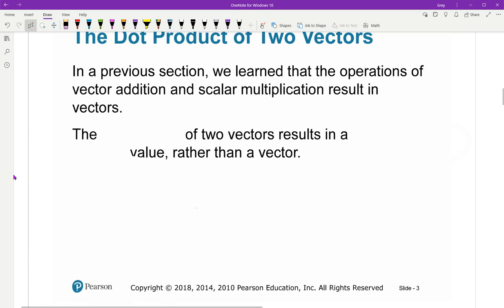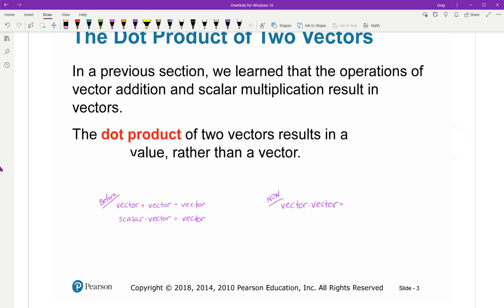Before I talk about that, I want to refresh your memory about what we've already talked about. So previously, we added two vectors, and when we added two vectors, we got a vector. And then we took a scalar times a vector. Remember that scalar is just a fancy word for real number, and a scalar times a vector was a vector. Well, now we're going to talk about the dot product, and you might think of it as multiplying two vectors. And when I multiply two vectors, I don't get another vector, I get a scalar.